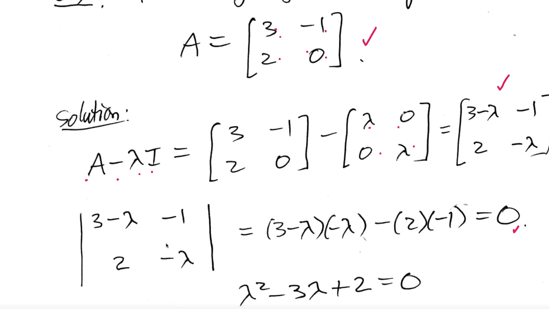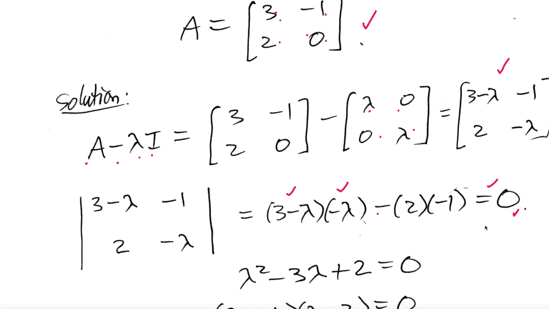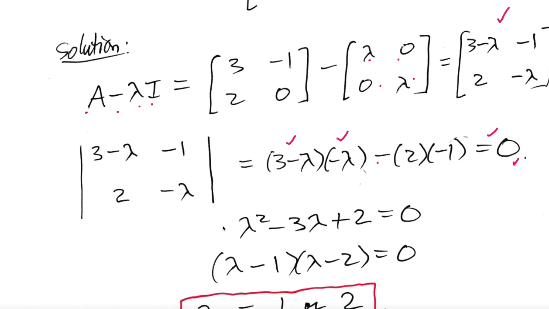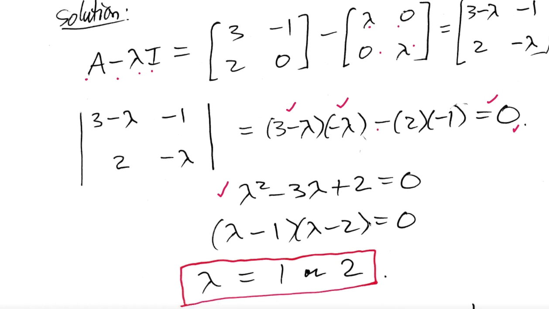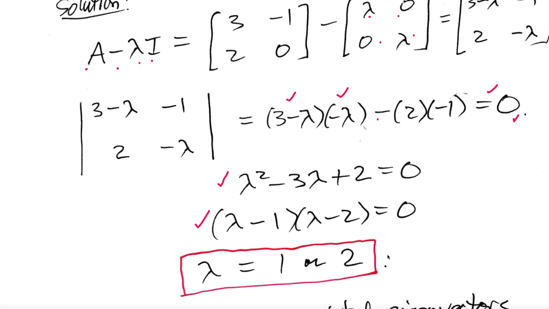Let's go ahead and compute what this determinant is. That would be 3 minus lambda times minus lambda, subtract 2 times a negative 1, set that to 0. And we've got the following. This reduces down to lambda squared minus 3 lambda plus 2 is 0. And this factors easily, yes, this is a nice set problem. This factors easily into lambda minus 1 times lambda minus 2 is 0. Therefore, lambda equals 1 or lambda equals 2.